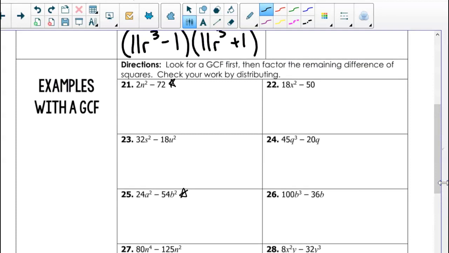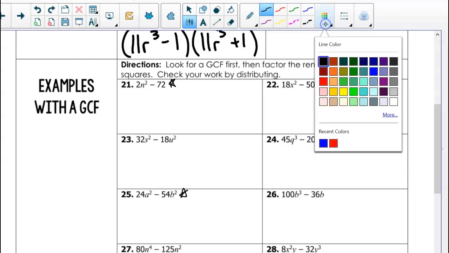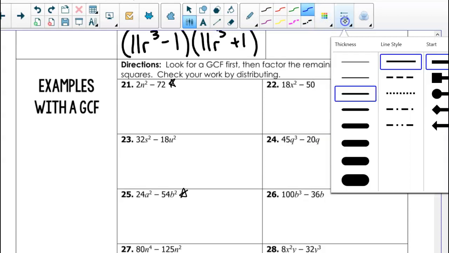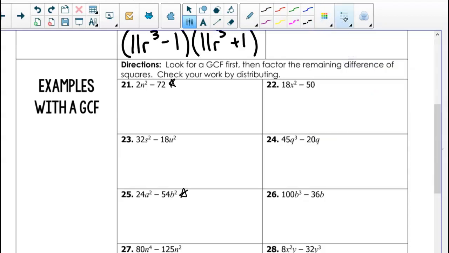For these examples, it's not just DOS. Now you're also working with GCF. So you have to look and make sure you cannot factor out a GCF. Really, moving forward, anytime you have 2 terms in a polynomial, you're doing one of 3 things. Either factoring out a GCF or factoring out DOS. Or you might be doing both.